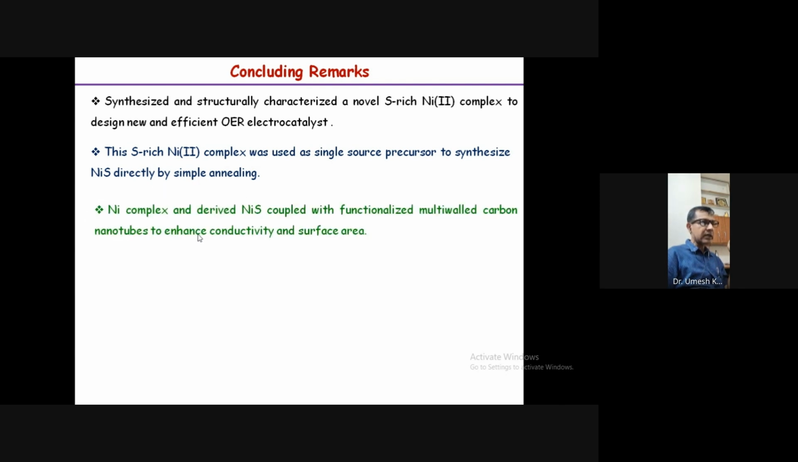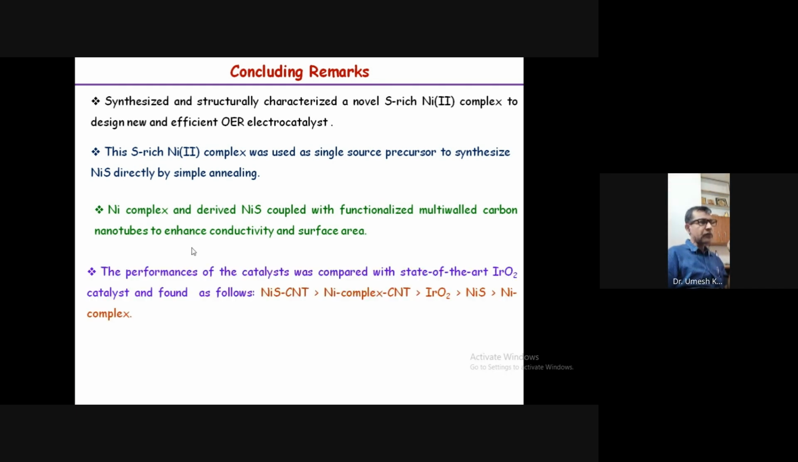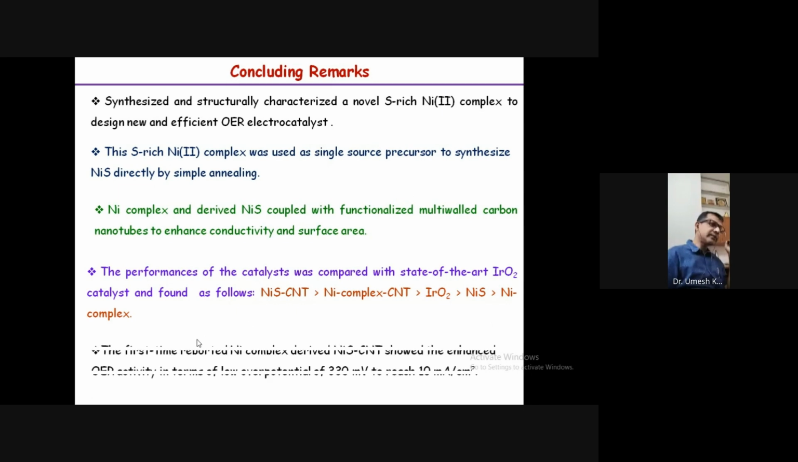And the nickel complex and derived nickel sulfide coupled with functional multi-walled carbon nanotubes to enhance the conductivity and surface area of this reaction. The performance of the catalyst was compared with the state-of-the-art iridium oxide catalyst and found as follows: the nickel sulfide CNT, then nickel complex CNT, and then iridium oxides, then the nickel sulfide and the nickel complexes.